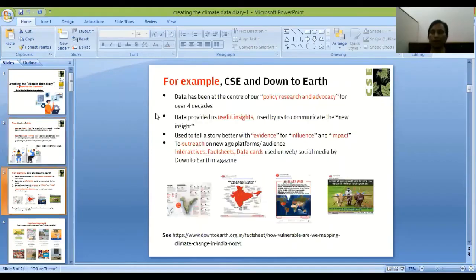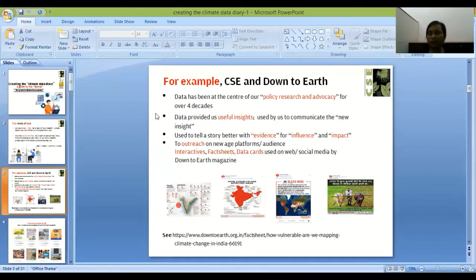For example, at CSE, data has been at the center of our policy research and advocacy work for over 4 decades now. It has provided us useful insights. And if you see each one of our reports that we come out with very often as a knowledge product has data as the evidence. Why? Because we believe that it helps us tell our perspective better as an evidence. It does help in creating influence and impact also.